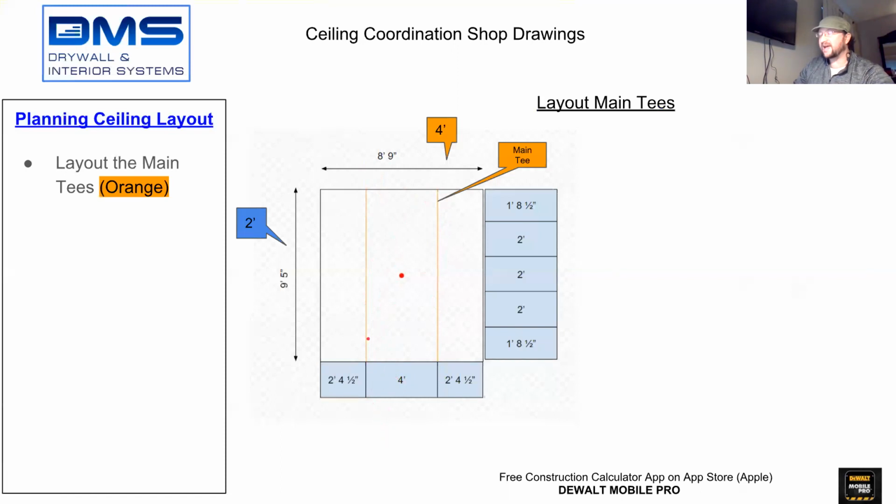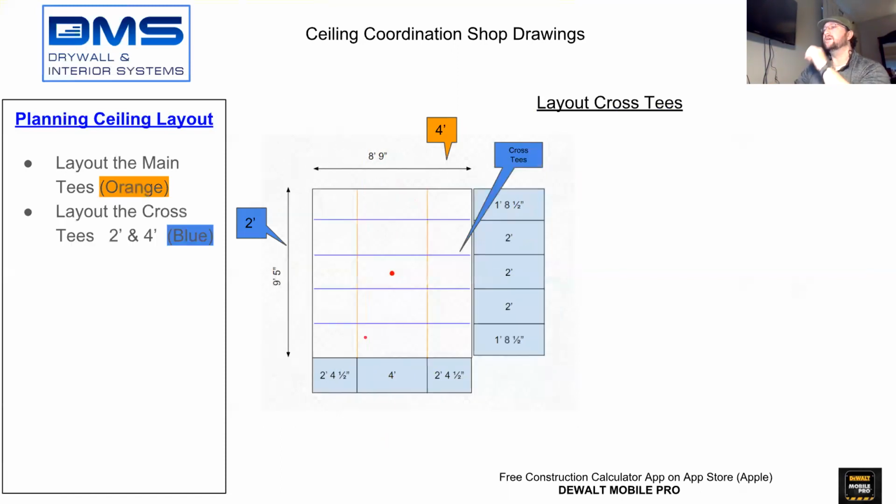Once your main tees are established, you then create your cross tees. Your cross tees, which are here in blue, are a continuation of these lines here, coming across. You now have a gridded system. You now have your mains and you have your cross tees.